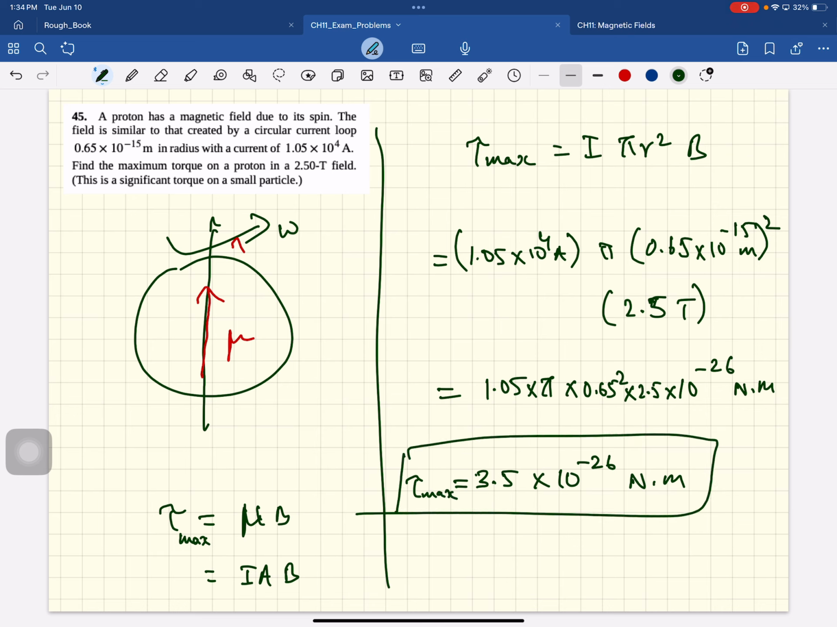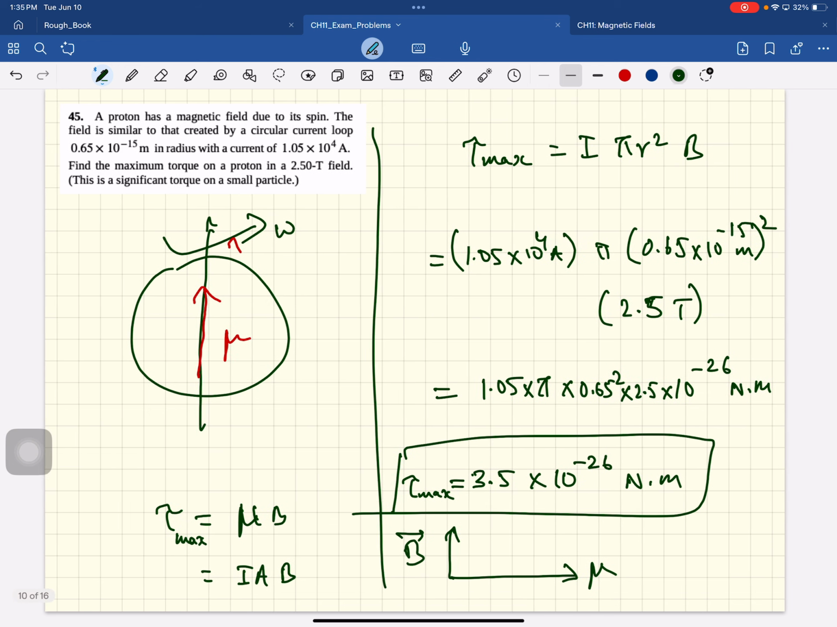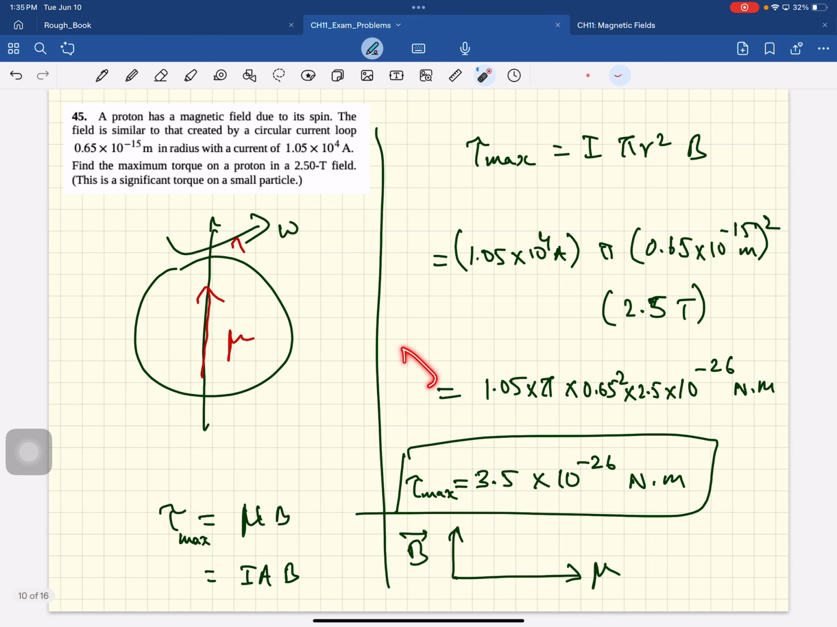Okay, so that's the maximum torque on the, and when is the torque maximum? When mu is perpendicular to the magnetic field, okay? So this is sort of giving you a feel for it, but this problem is mixing up classical physics and quantum physics, so it's neither here nor there. Okay.